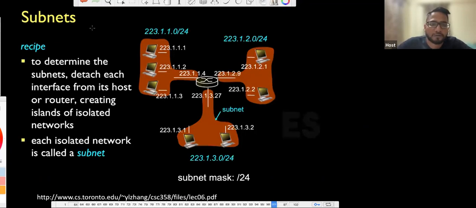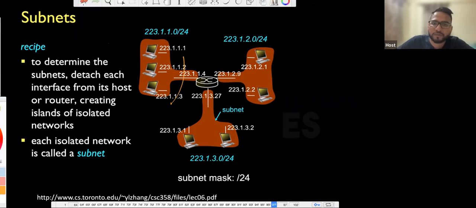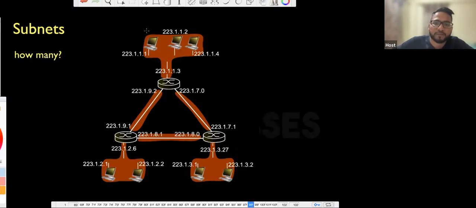So let's just see how to determine the number of subnets. Detach each interface from its host or the router. So basically this is an interface. Detach it from its router, creating islands of isolated networks. So if you detach it, then there will be one network, this will be another network, and this will be another network. So that's why there are 3 networks, right? Each one is called one subnet. Okay, so maybe let me go to the next example.